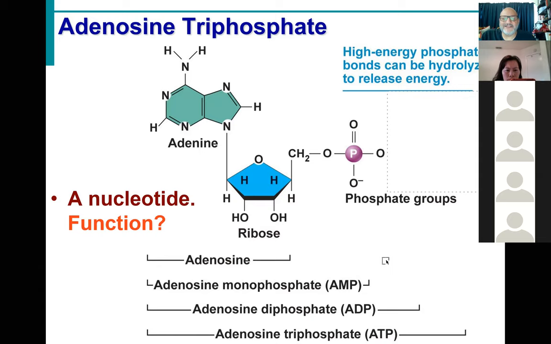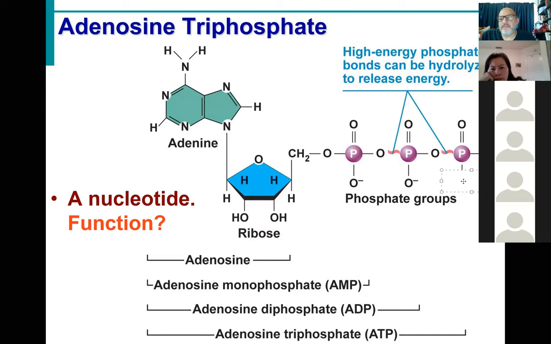That is adenosine monophosphate, right? When we add one phosphate to it, we have adenosine diphosphate. When we add a third to it, we have adenosine triphosphate. This is the energy molecule of the cell. When it comes time for the cell to need to do some work, what the cell does is it breaks this bond. When it breaks this bond, it releases that phosphate. That's why it's called phosphorylation. We remove the phosphate. And when we break that, it releases all of that energy. And that energy is used to do work.